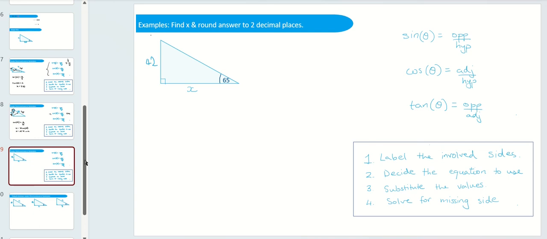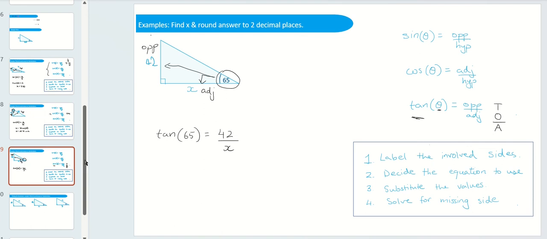So again, let's label our involved sides. So this is our angle given, and the side opposite that is this. So this is the opposite side, and the side next to it is the adjacent side. So let's look at which equation to use. So we've got opposite over adjacent here for tan theta. And again, that's what the TOA stands for, that tan theta equals opposite over adjacent. And now let's sub in our values. So tan of 65, remember theta stands for the angle given, equals opposite, which is 42, over adjacent.